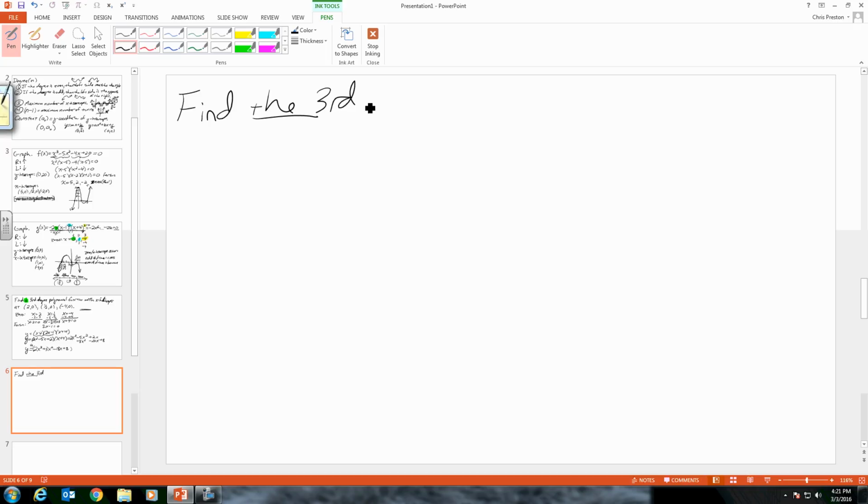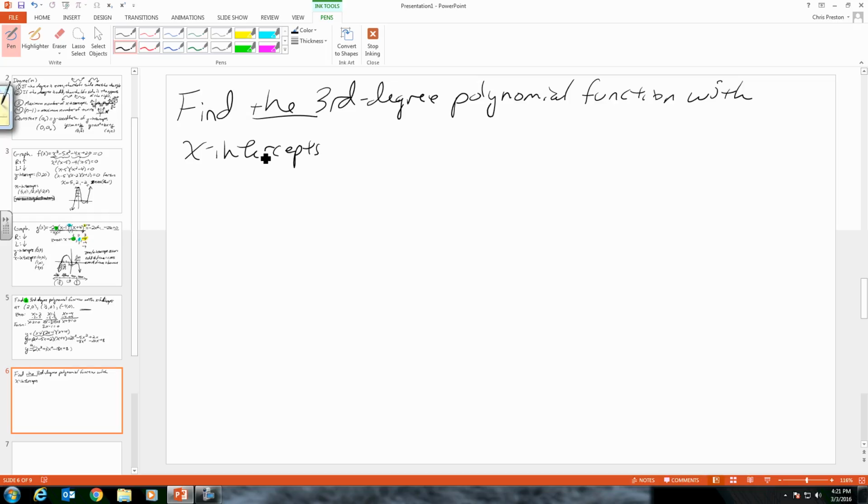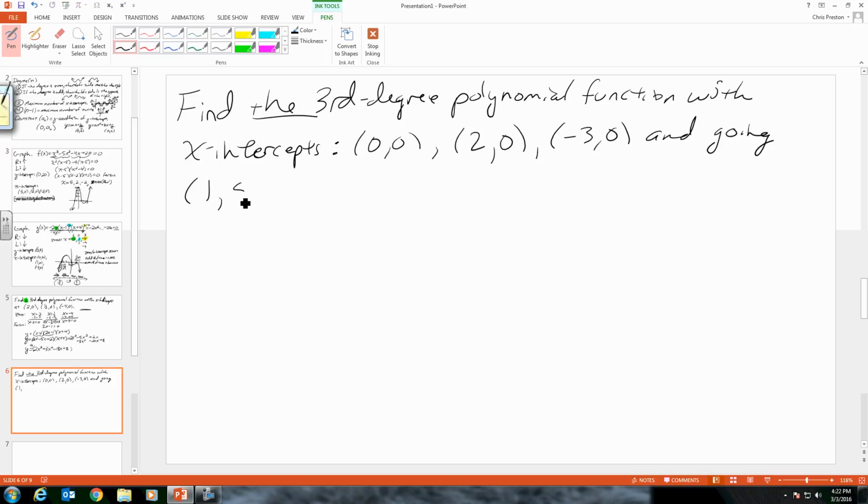Find the third degree polynomial function with x-intercepts (0, 0), (2, 0), and (negative 3, 0), and going through, and now here's that information I need, (1, 5).